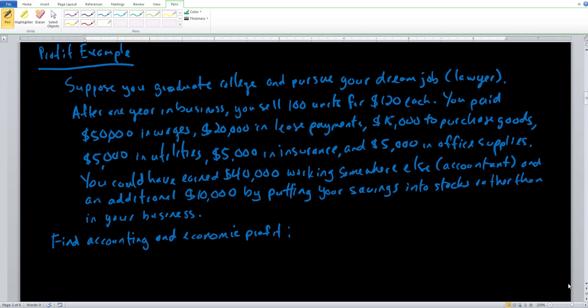Suppose that you graduate college and you pursue your dream job, whatever that may be. I'm assuming here it's going to be a lawyer. After 1 year in business, you sell 100 units for $120 each. So suppose that you try 100 cases for $120 for each case. You paid $50,000 for your workers and wages, $20,000 in lease payments, $15,000 to purchase goods, even though a lawyer probably doesn't need to purchase a lot of goods in this instance.